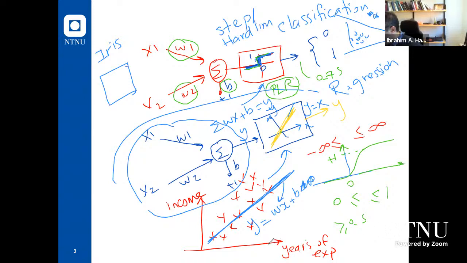I can just say, what if my years of experience is located here? What will be my income? Okay, your income will be this. Just substitute the value of x in this equation. It will be omega times x plus b, and you will get your estimated income.